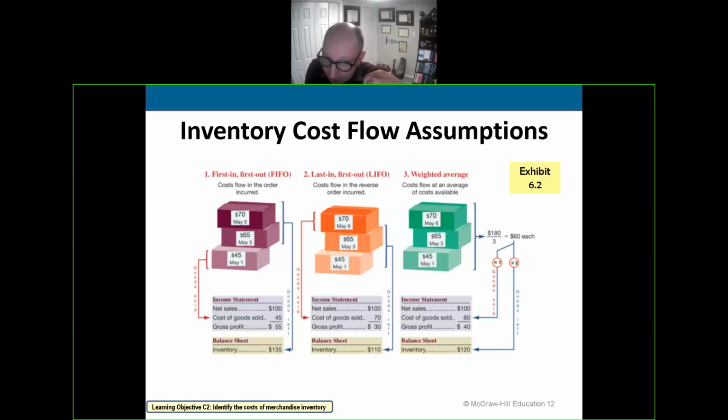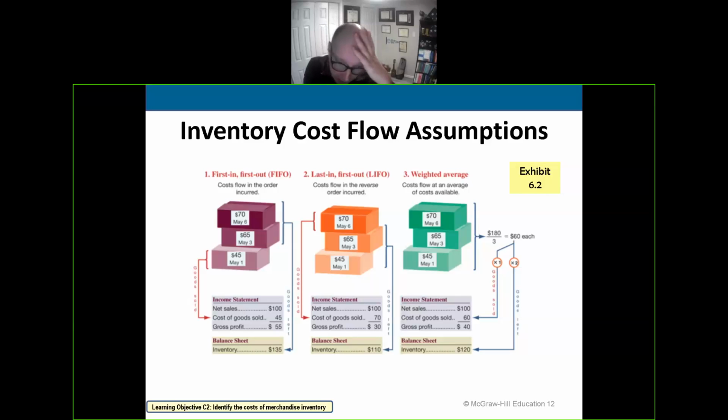Remember, the last one that came in, purchases May 6th, is the first one to go out, which means that will be my cost of goods sold. In this example, $70. Sales of $100 minus the cost of goods sold, $70, gives me a gross profit of $30. The remaining balance is my inventory. I made 2 other purchases before the one I sold for $70, yes? So I take $45 from May 1, $65 from May 3rd, to give me $110 is my inventory balance.